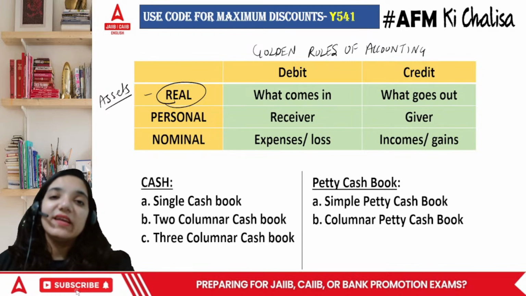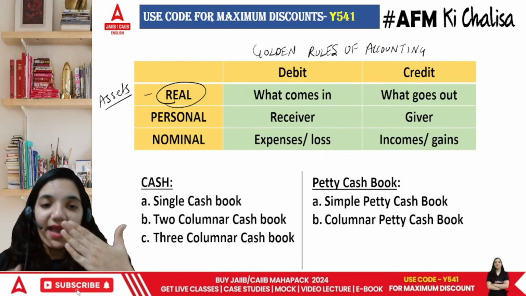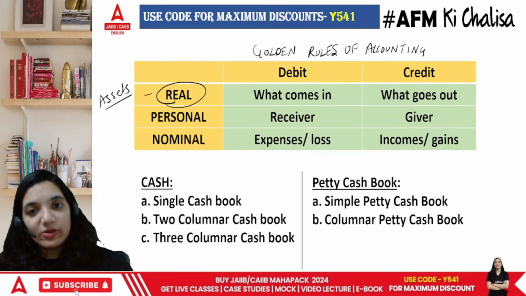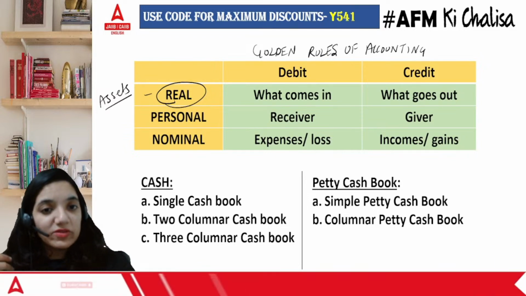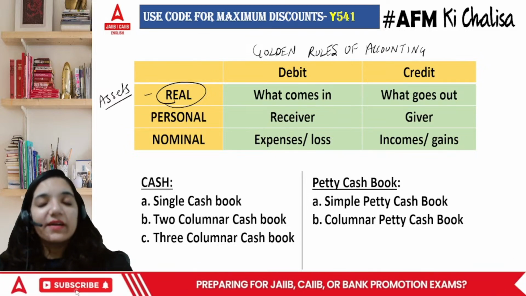Under this, they say debit what comes in, and credit what goes out. Whatever comes into your business is on the debit side. Whatever goes out of your business is on the credit side.